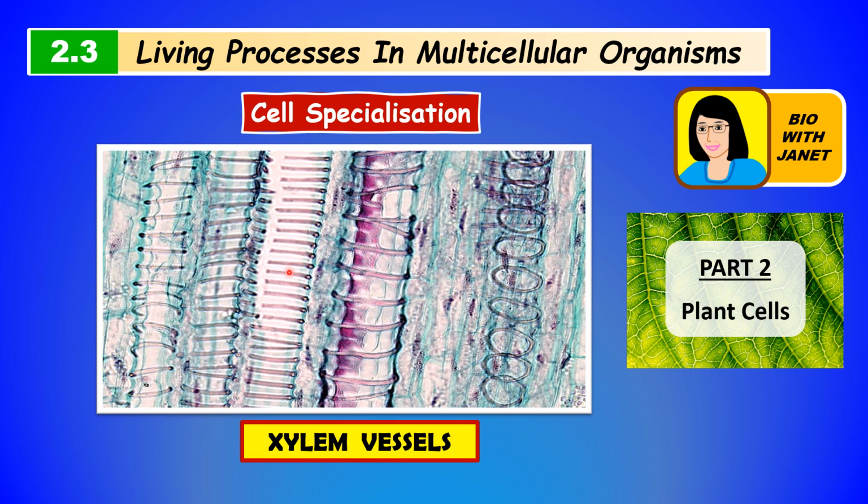So what are the adaptations of these cells? And what are these bands that are found on the surface of the xylem vessels? Let's find out more about the adaptations of the different plant cells.